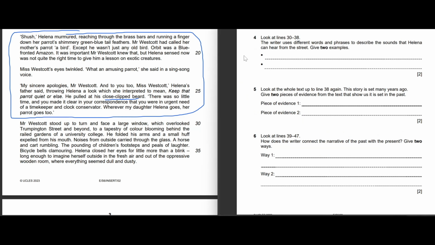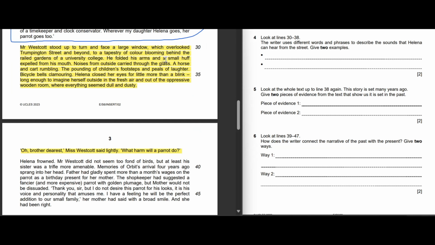Now we are in question 4. Look at lines 30 till 38, highlighted in yellow. The writer uses different words and phrases to describe the sounds that Helena can hear from the street. So give 2 examples from lines 30 to 36. So 10 seconds for you. Find out the answer, guys. Come on.